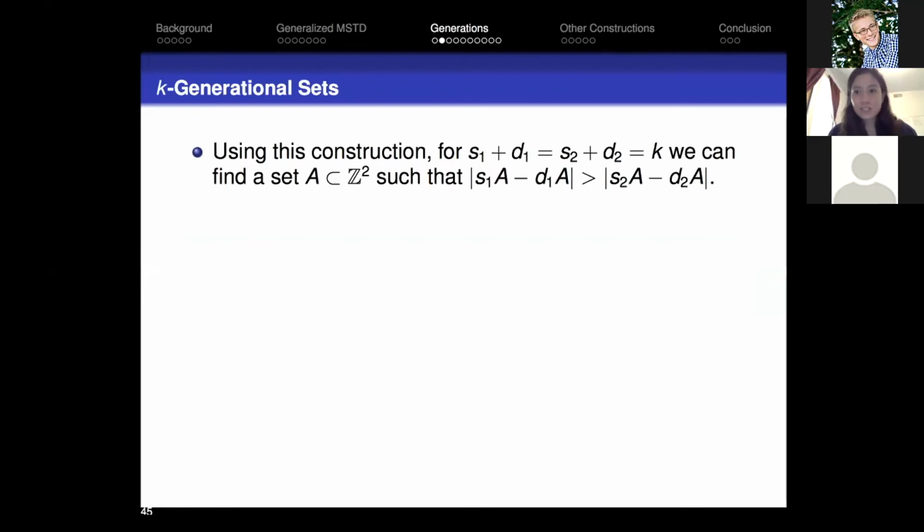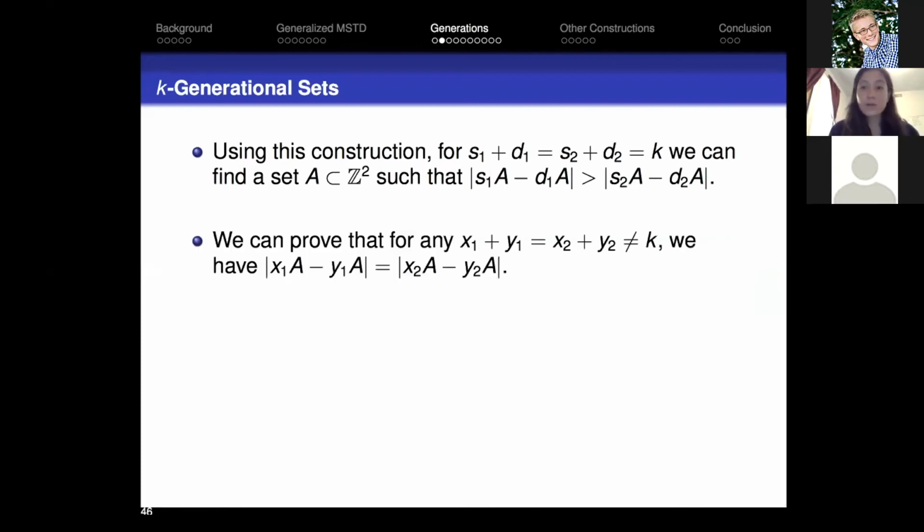Now that we've constructed these sets that John just showed, we can then prove that for S1 plus D1 equals S2 plus D2 all equal to K, we have a set such that the cardinality of S1A minus D1A is greater than the cardinality of S2A minus D2A. We can then prove using the same construction that if we have x1 plus y1 equals x2 plus y2, specifically not equal to K, then the cardinalities of these two sets will be the same.